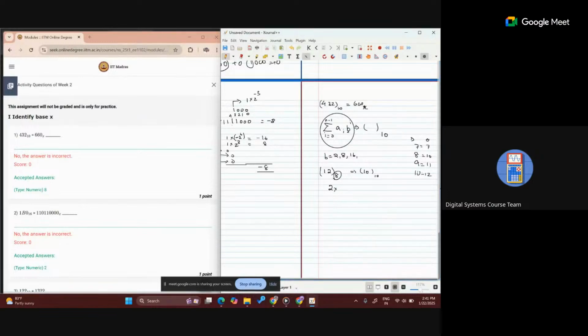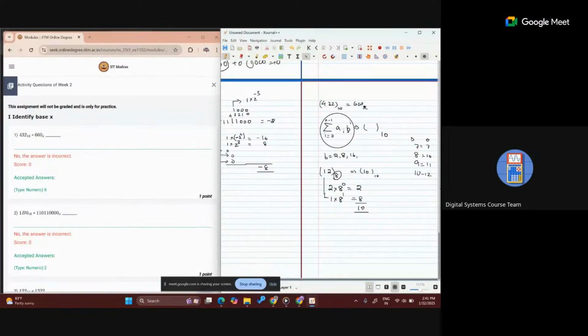2 into base 8 power 0, then 1 into 8 power 1. It gives 2 plus 8, which is equal to 10. Finally, I get the answer in decimal only. You can try any number also.